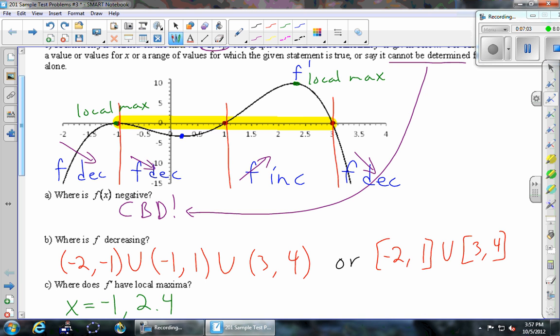So this would be the global min, only on the interval -1 to 3. There are points that are lower on this graph, for example, at x equals -2, but we were only looking between -1 and 3. So for that whole highlighted region, it looks like the lowest point happens at about x equals 0.25.